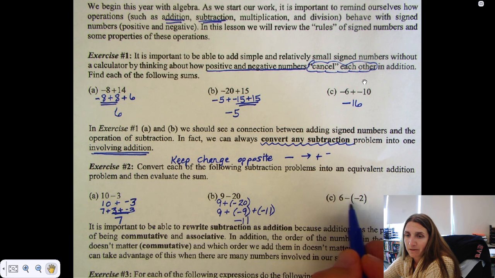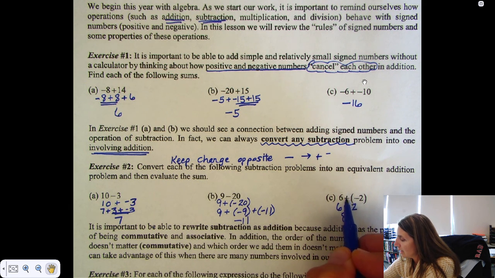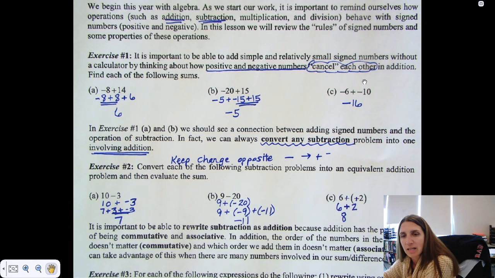These are my very favorite because when I change 6 minus negative 2 to 6 plus positive 2, keeping, changing, opposite, I'm left with a positive 8. But if you remember from last year, when you have this double negative, this double negation, oh yeah, you can just cancel it out just like that.